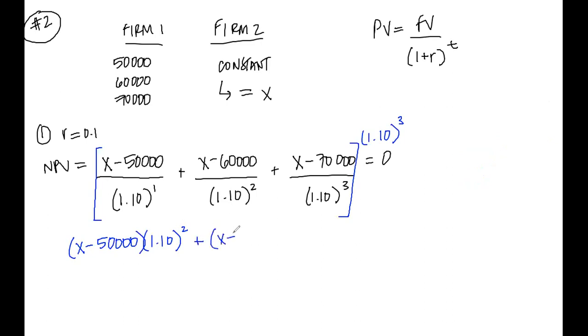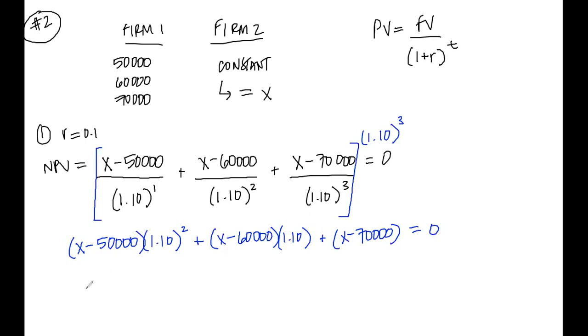And then we do the same thing for the last two. So the next term is going to be x minus 60,000 times 1.01, because 3 minus 2 is 1, so this is just raised to the first power. And then the last one is just going to be x minus 70,000, because the numerator and denominator perfectly cancel out. And then again, we can just set this equal to 0.